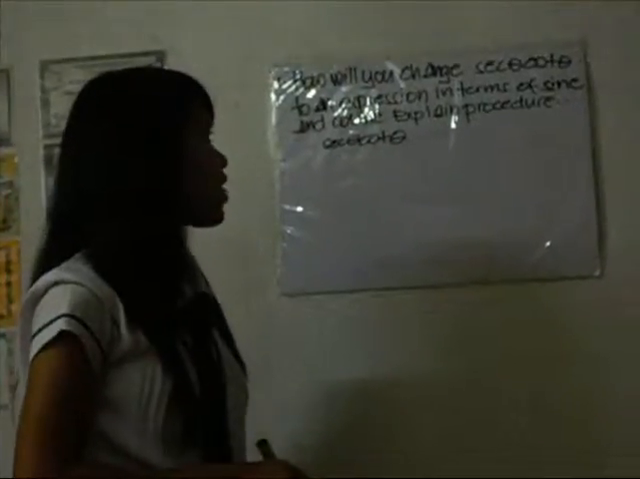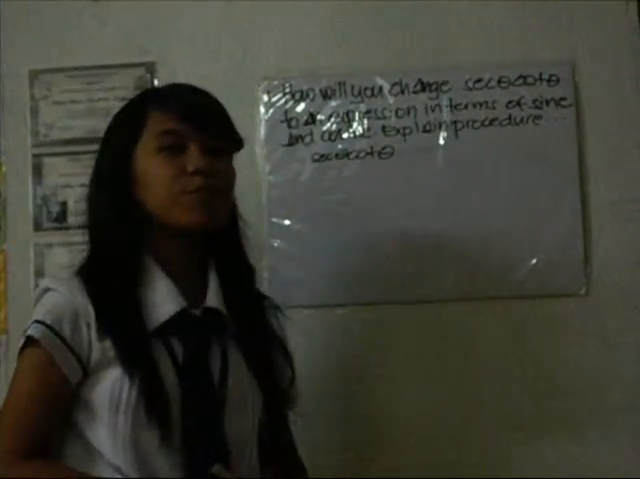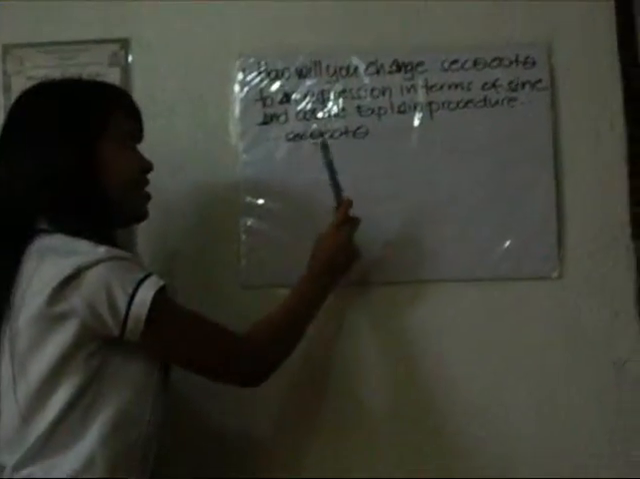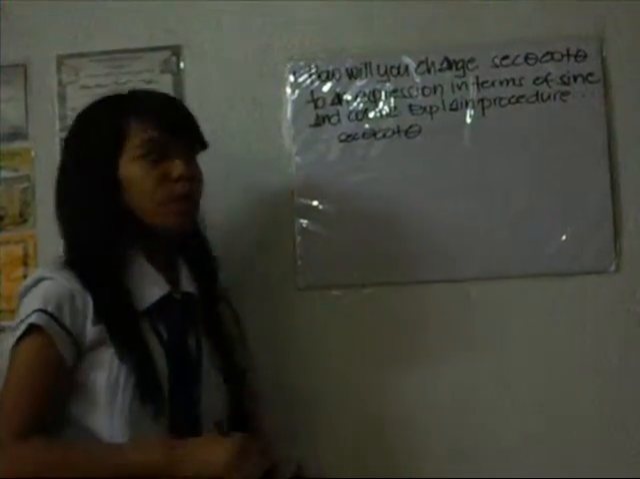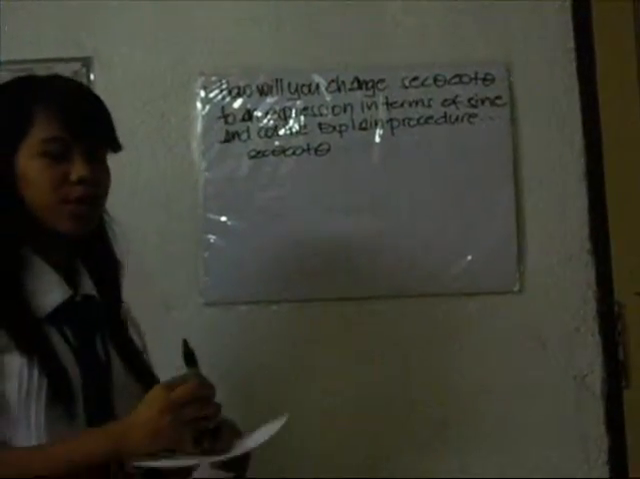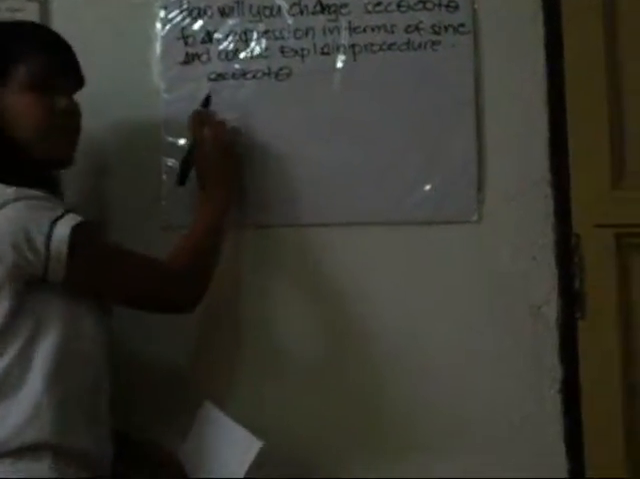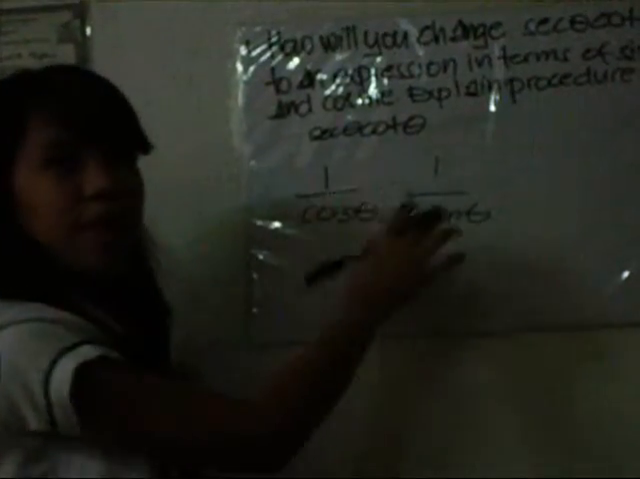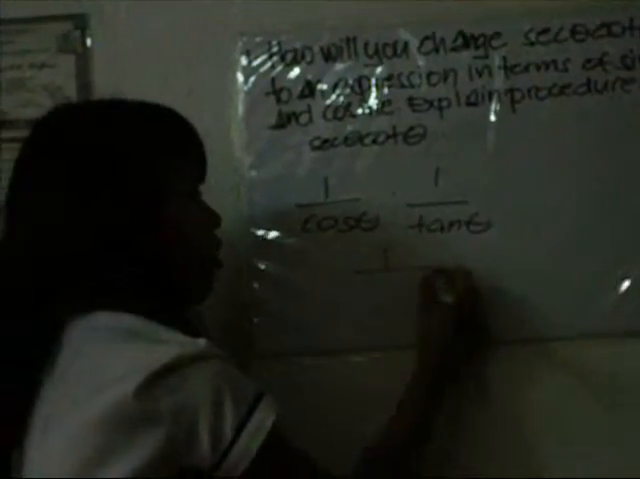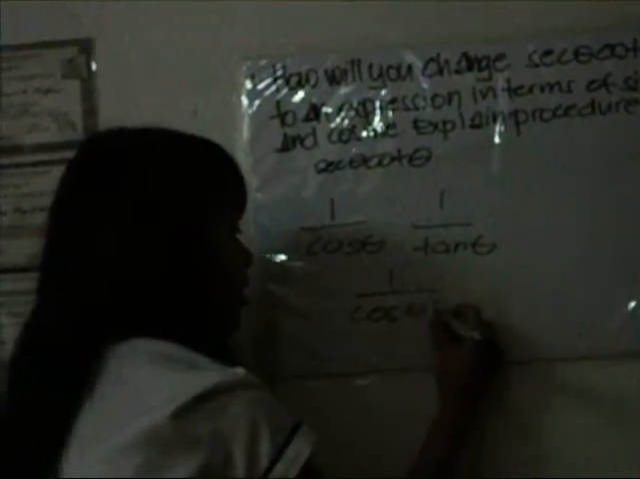Cotangent theta to an expression in terms of sine and cosine. Explain the procedure. In order to solve this equation, we must first derive the two trigonometric functions, which are secant theta and cotangent theta. If we look in the reciprocal identities, the equivalent value of secant theta is 1 over cosine theta, and the equivalent value of cotangent theta is 1 over tangent theta. So if we combine these two terms, it will result to 1 over cosine theta tangent theta.